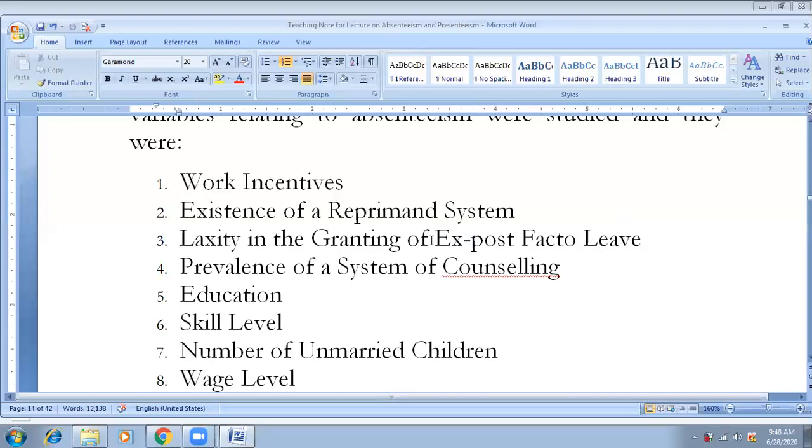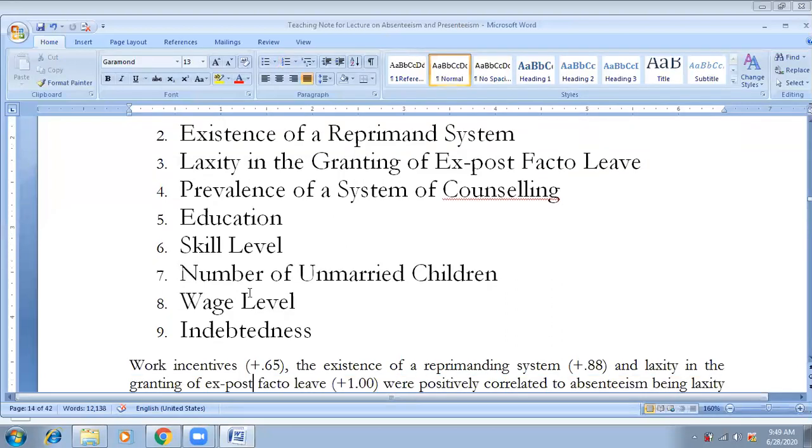If it is compulsory to get permission from the boss before taking the absence, then there is no such thing. Understood? But in Sri Lanka, according to this researcher, many companies had that laxity in granting ex post facto leave. So it was a practice for the majority of employees to become absent without informing or getting permission in the due way. Later, after coming back to work, they could get the permission from the boss by filling in that form. Then prevalence of a system of counseling, education, skill level, number of unmarried children, wage level, indebtedness.